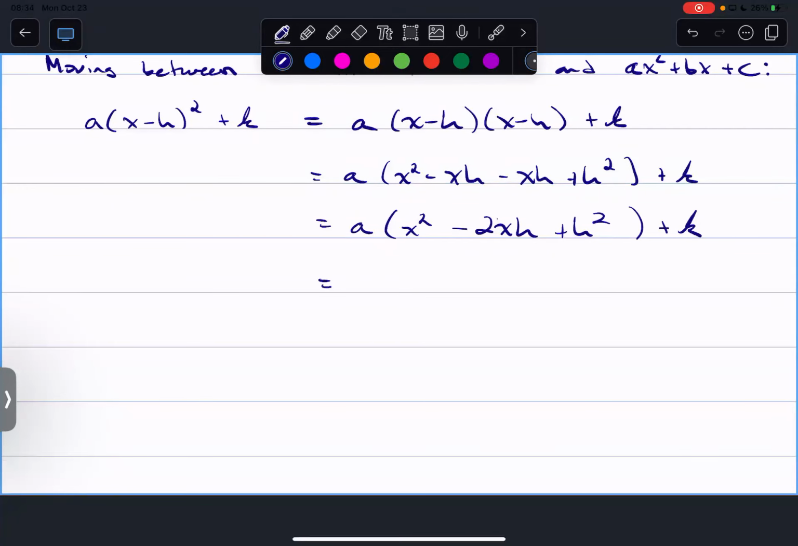So now I'm going to expand this a inside. Ax squared minus 2axh, because it's a personal preference thing, but I like to have my coefficient out front. Of course a is just a number as well, but I like to tuck it in behind, so I have 2axh. If you want to write minus a to xh, that's fine. I just can't bring myself to do it. Plus ah squared plus k.